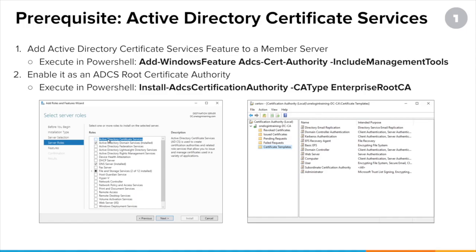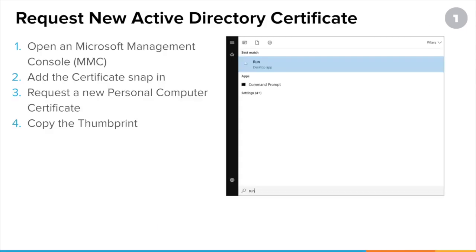Or you can just execute a couple of PowerShell cmdlets like I have listed here, the Add-WindowsFeature cmdlet and the Install-AdcsCertificationAuthority cmdlet, and you'll get yourself up and running with an ADCS certificate server that is a root certificate server and will work for what we need. So make sure this has been done.